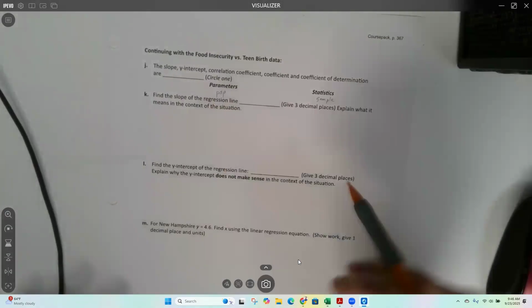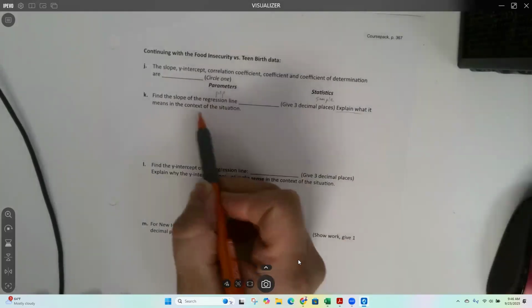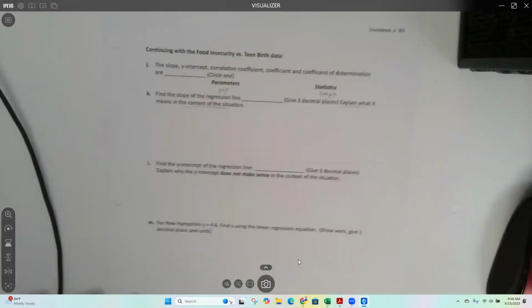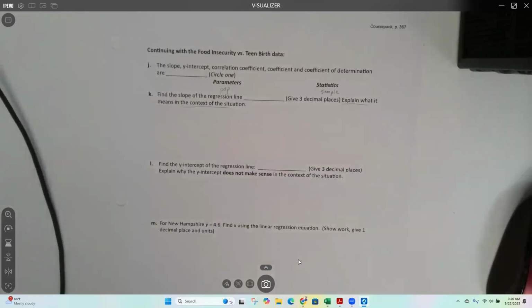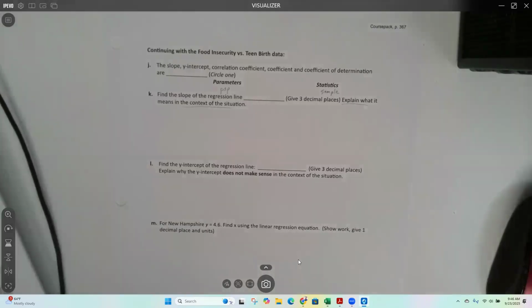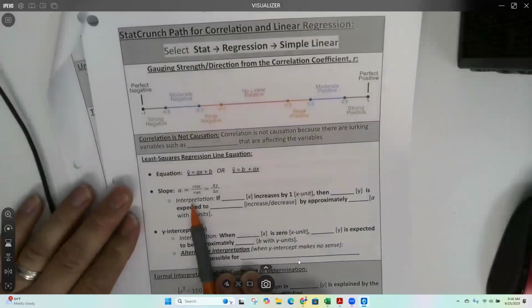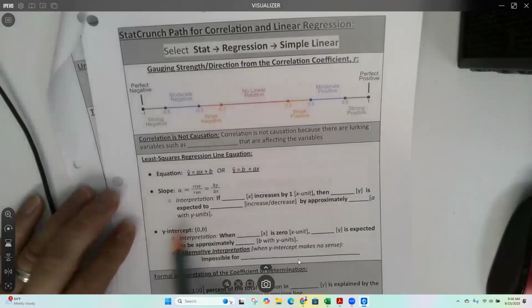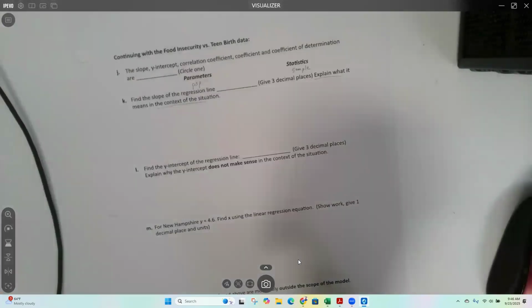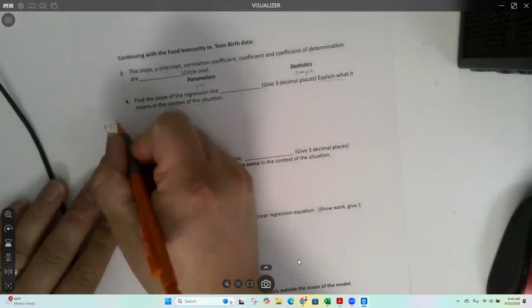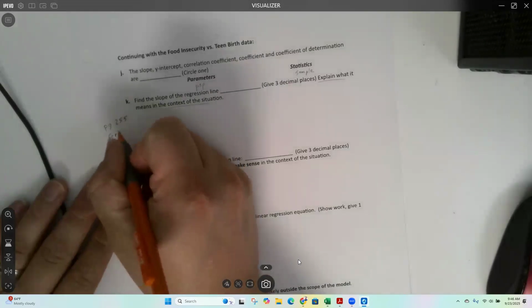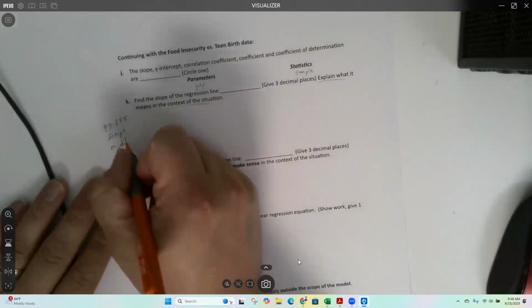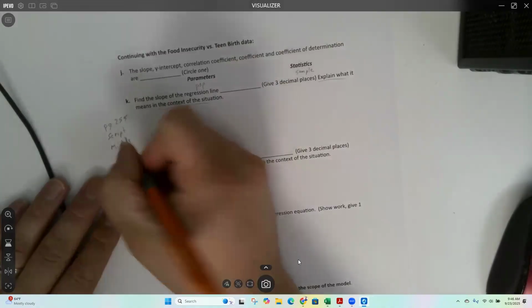And the slope, explain what it means in the context of the situation. So that all means explain what it means in the context of the situation. Again, we want an English sentence there, and there is an interpretation of the slope on page 255 in the middle. So if x increases by 1, then y is expected to increase or decrease by approximately whatever the slope is, okay? So right here in the middle, page 255.